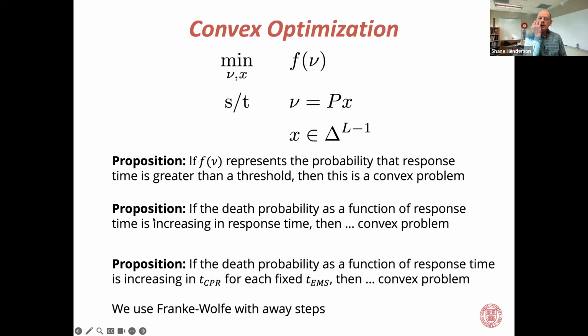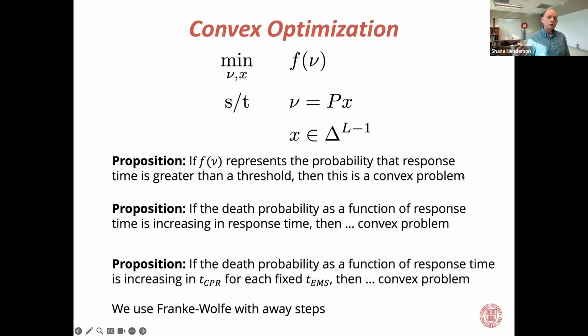So here we get these optimization problems. We've got this constraint that links effort to allocations. We have our probability simplex, and then we have an objective function, which can be any of a variety of things. If that objective function is just the probability that your response time is greater than some threshold, then it turns out that this is a convex optimization problem. And so that means we've got lots of tractability here. It's easy to solve these problems.